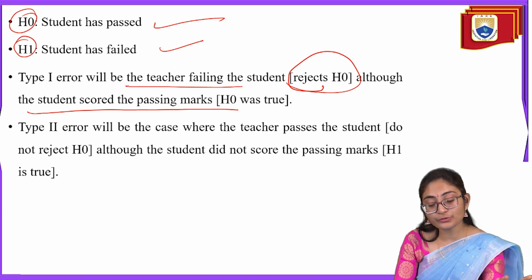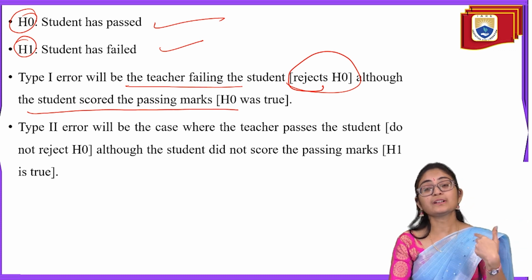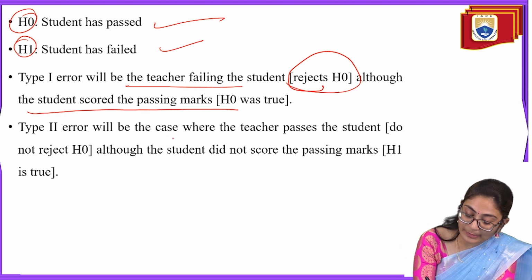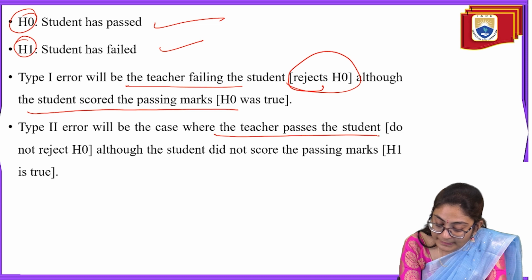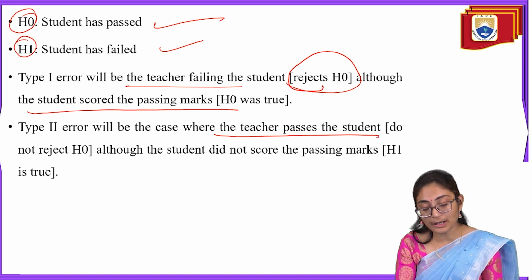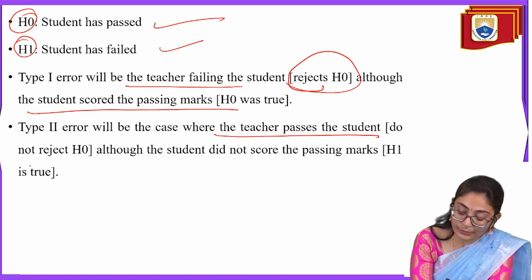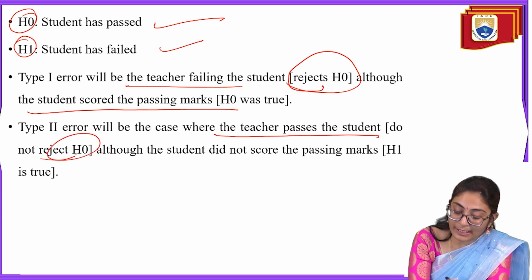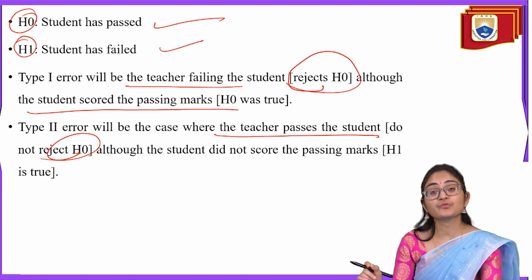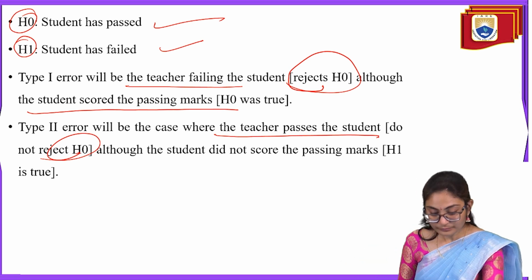Although that value is true, still that H0 is rejected. And type 2 error will be the case where the teacher passes the student, although the student did not score the passing mark. That means your H0 is not rejected, although your H1 is true.